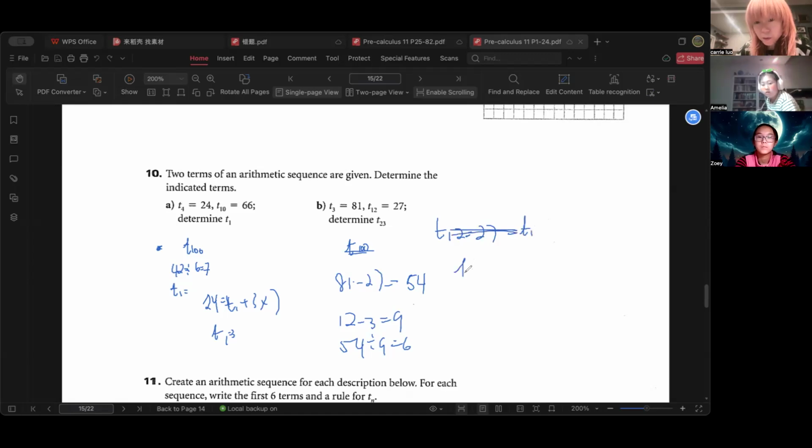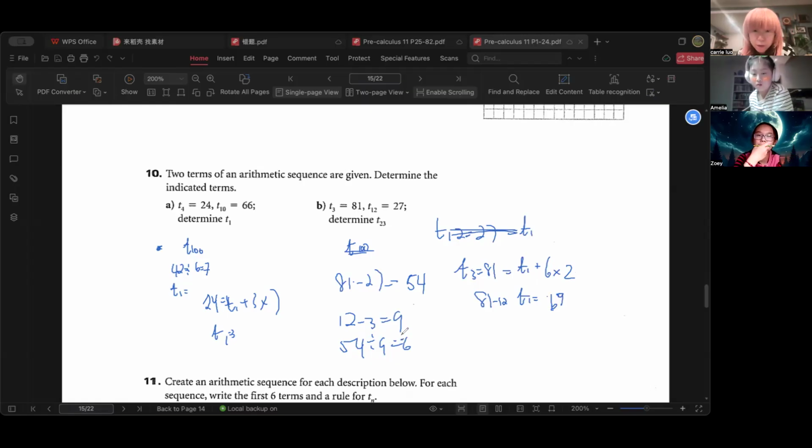T3 equals 81 equals T1 plus 6 times 2, right? So T1 equals what? T1 equals 81 minus 12 equals 69. Correct? Sorry, it's negative 6. What am I doing, right? Because it's 27 minus 81 equals negative 54. Correct? So it's negative 6.